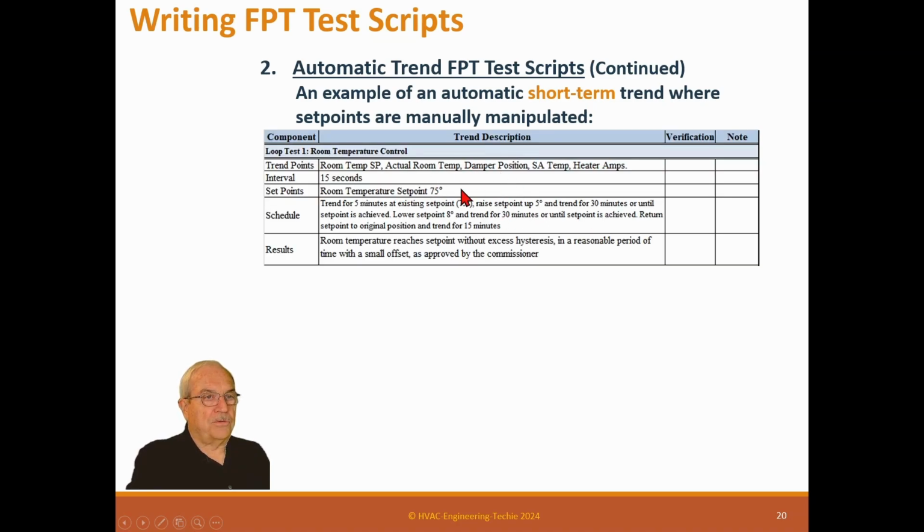So a short-term trend, the control contractor actually comes up, sets up the trends, and then launches the trends and waits the interval time, makes the set point change, waits the interval time, and then ends the trend and prints it out. So that's the way it goes. Now, when you get those kind of trends, the control contractor may give them to you as a data log or as a graph. I actually prefer the data log so I can create the graph. I can just move them into Excel and create the graph.